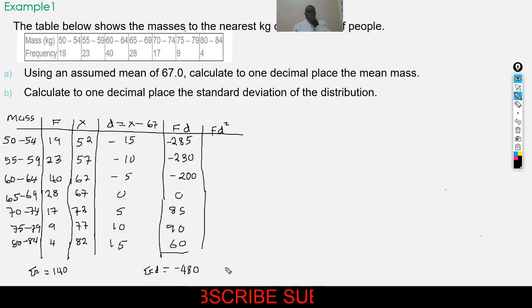Get it to be negative 480. Then FD squared, remember you have FD. Then if I multiply by D, this and this gives me FD squared, because it is D that has been squared. So it is FD times D gives you FD squared. So we shall have negative 285 times negative 15, which gives you positive 4,275. Next will be 2300.